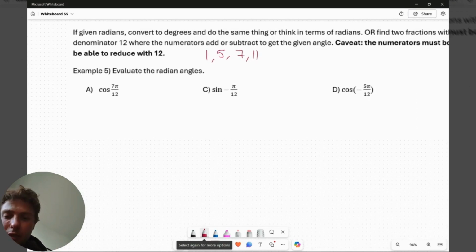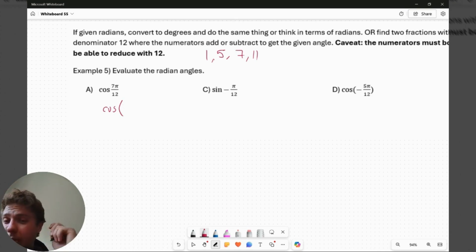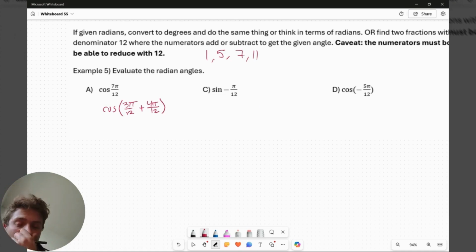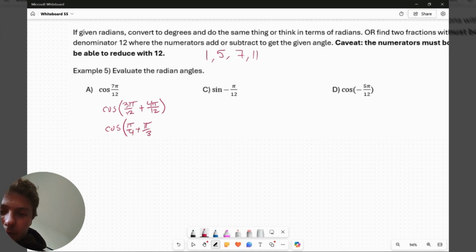Okay, so let's play around with this then. If I have cosine of 7 pi twelfths, you could break that down into a few things. The first one that came to my mind is I know 3 and 4 both go into 12. So why don't I just change this to 3 pi twelfths plus 4 pi twelfths? We know that would add to the 7 pi twelfths we need. 3 and 4 both simplify, so now this is just going to be pi fourths plus pi thirds. That's just simplifying our fractions. And then from there, you could apply your formulas.